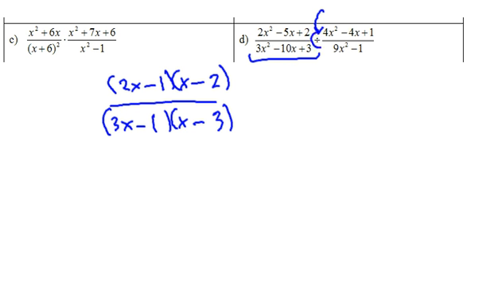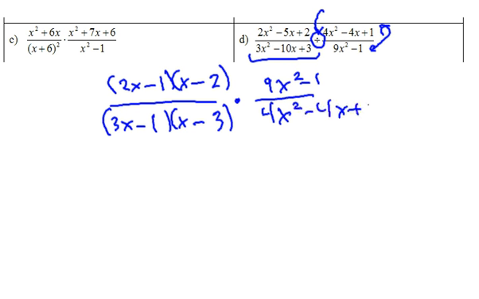To divide by a fraction, it's the same thing as multiplying by its reciprocal. So we're going to change this division into a multiplication by the reciprocal of this guy. So flip this over, and we get 9x squared minus 1 on the numerator, and the denominator is the flipped version of the numerator from the previous version. Done.